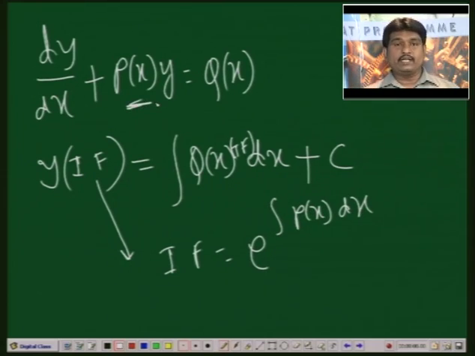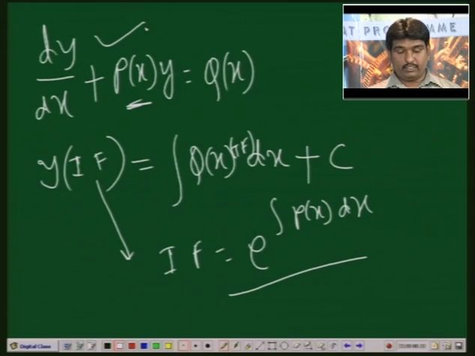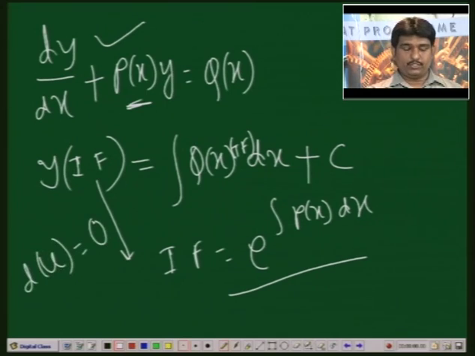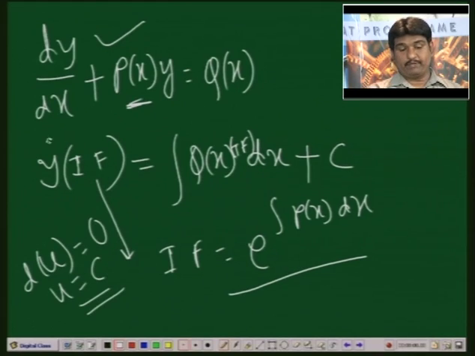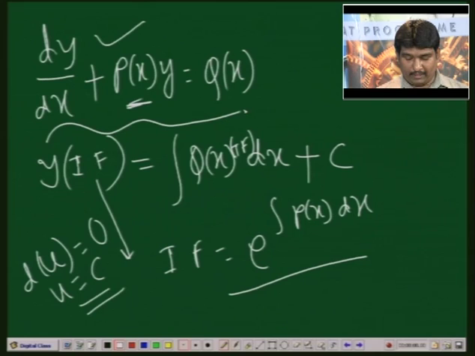Why is it called an integrating factor? When you multiply this equation by e to the power of integral of p of x dx, this equation becomes exact, and you can easily find its solution by direct integration. If it is exact, then it is du equals something, and its solution is u equals constant directly. So this becomes exact if you multiply throughout by e to the power of integral of p of x dx.